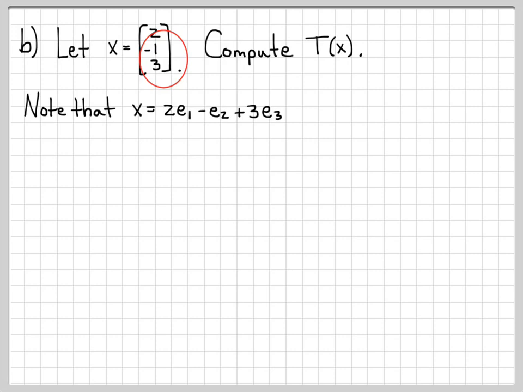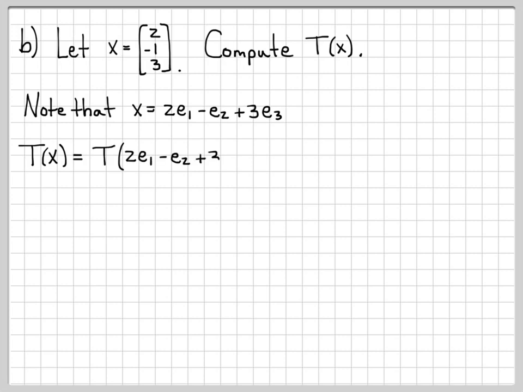We're just writing the vector x in terms of these convenient basis vectors e1, e2, and e3. Because remember, e1 only has a 1 in the first element, so that's why we chose this 2 right here. e2 only has a 1 in the second element, so we can get the negative 1 here. And e3 has a 1 only in the third element, so 3 times that gives us that 3 right there.